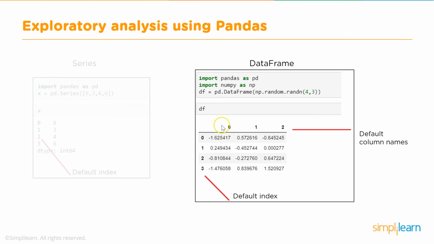So 0, 1, 2 are the columns, and these are the rows: this is 0, this is 1, this is 2, this is 3. Once again, when you display df, it will give us a default index. There are ways to omit that, but at this point we will just keep it simple. It will display the default index and then the actual values in each of these rows and columns. So this is the way you create a data frame.